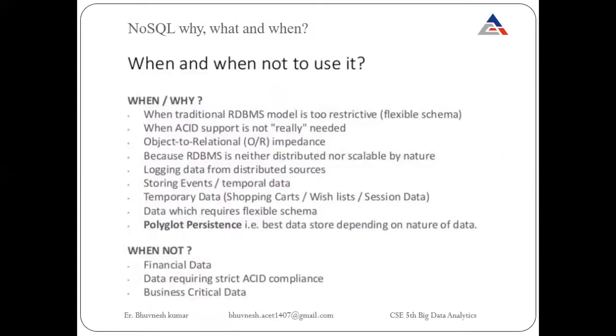And next is when and when not to use NoSQL. When and why to use? When the traditional RDBMS model is too restrictive, then we have to use the NoSQL concept. When ACID property support is not reliable, then we will go for NoSQL. If there is an object-relational impedance mismatch, then we will go for NoSQL.